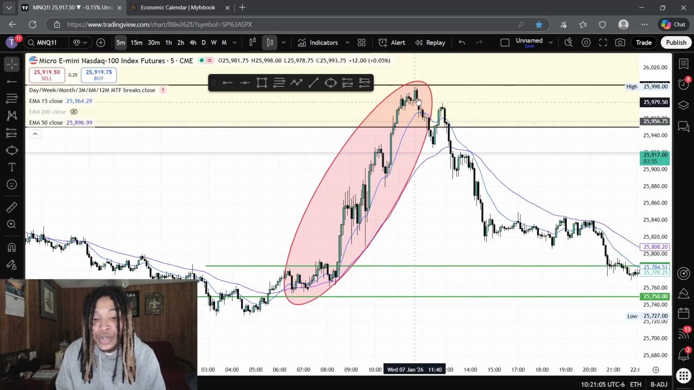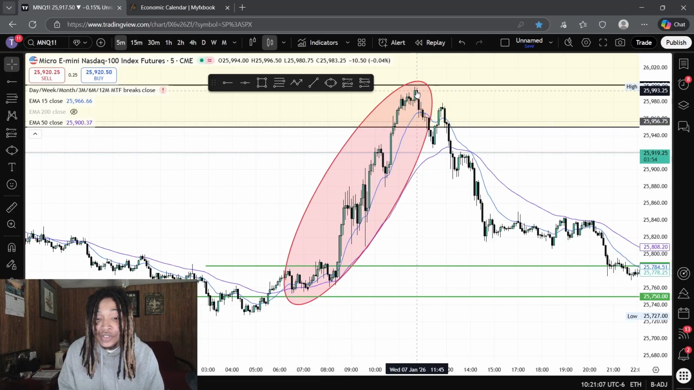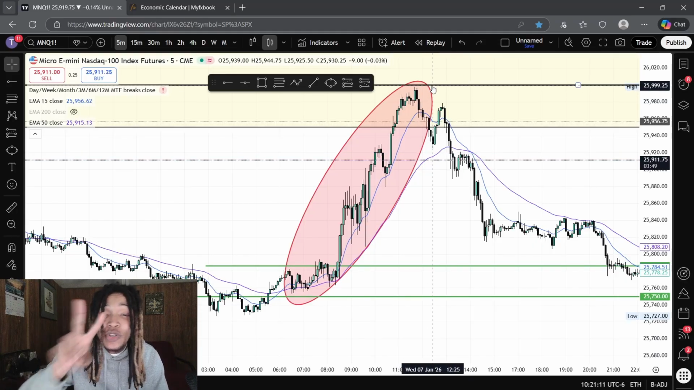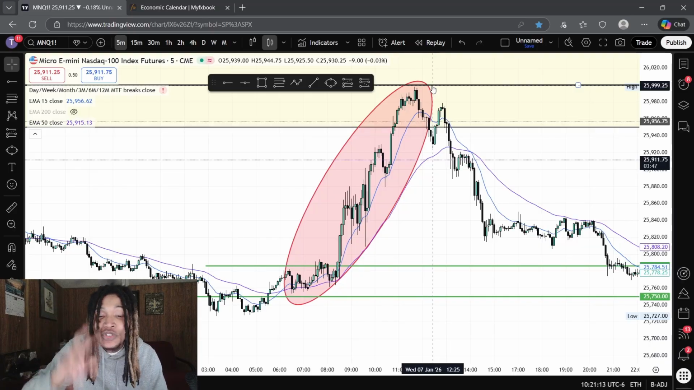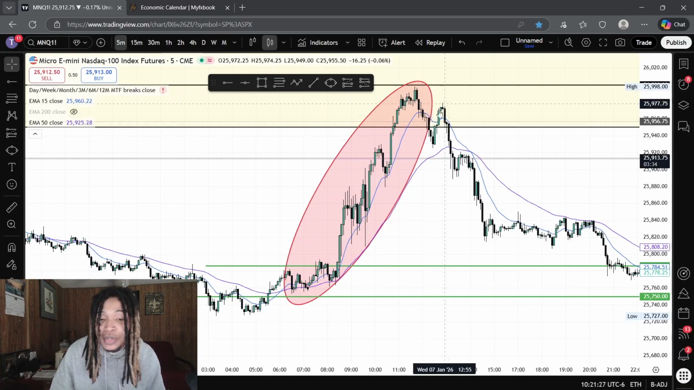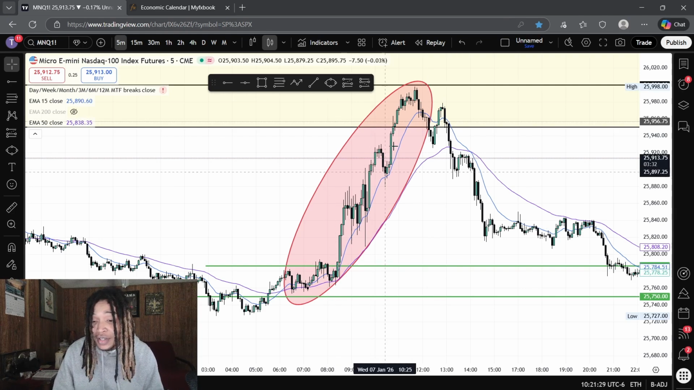I'm expecting it to hit this zone. It might not, because like I said, it can go 2 points away from the actual number of the zone and then drop on you. Then you just get killed because you're like, oh yeah, it's about to touch it, I'm waiting on my TP. A lot of traders do that, and that's why a lot of people be losing. So don't do that.